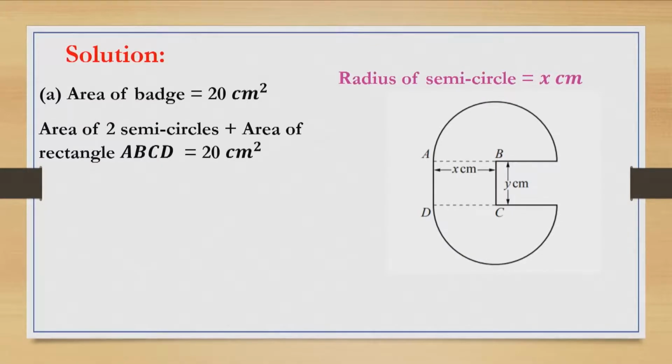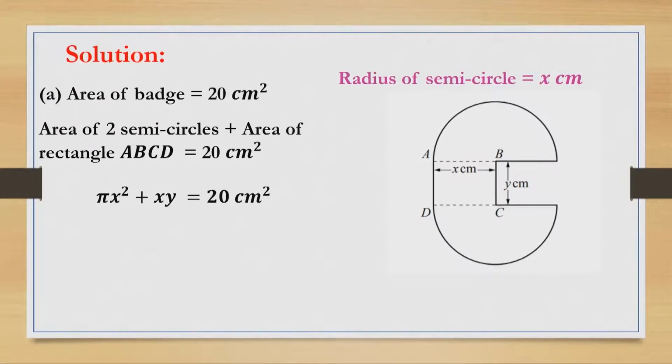Remember, area of circle is pi r square. So combining these two semicircles, I will obtain a full circle, pi r square. So here my radius is x. I will have pi x square. And I have a rectangle of length x and width y. So pi x square plus xy equal to 20 centimeters square.